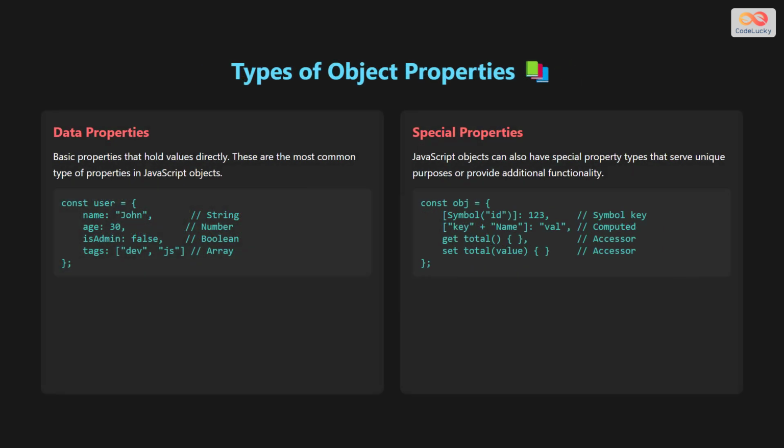JavaScript object properties can be categorized into two main types: data properties and special properties. Data properties are the most common. They hold values directly. These values can be strings, numbers, booleans, or arrays. Special properties, on the other hand, serve unique purposes or provide extra functionality. These include symbol keys, computed properties, and accessor properties, using the get and set keywords.